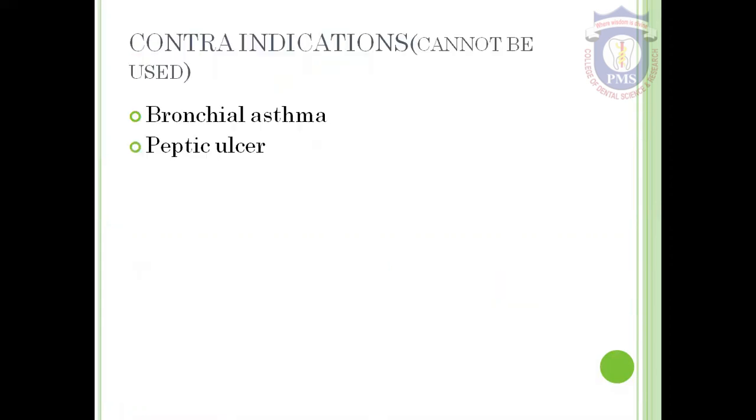Then what are the contraindications of parasympathomimetics? They cannot be used in case of bronchial asthma because they can cause bronchoconstriction by acting on M3 receptors present on bronchial smooth muscles. And they are also contraindicated in peptic ulcer because the parasympathomimetics increase the gastric acid secretion. It will worsen the peptic ulcer.